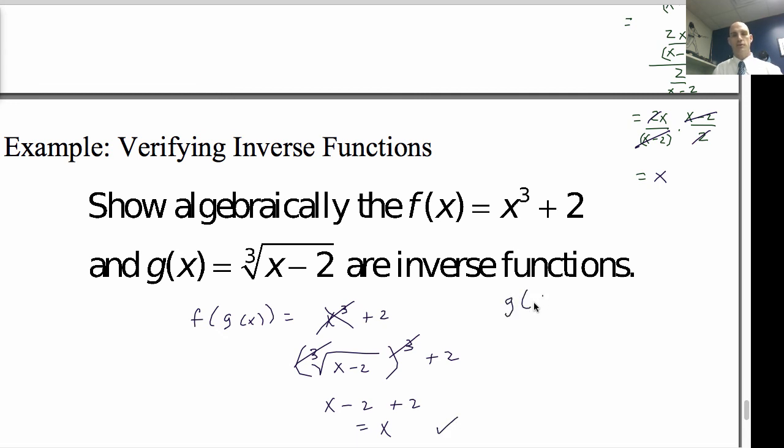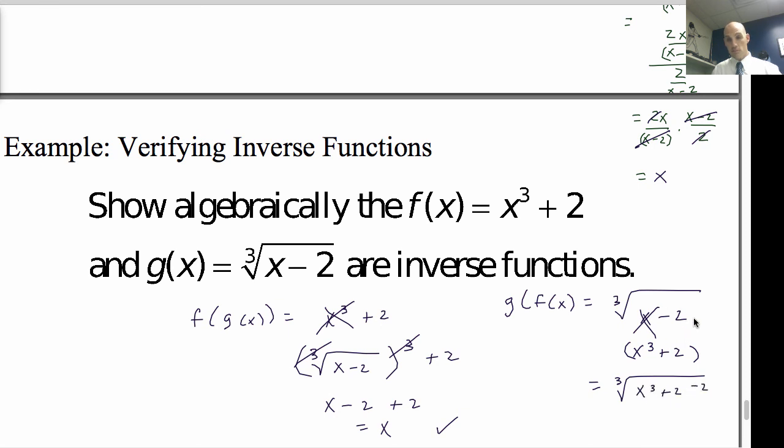You could also do g of f of x. So if I take the cube root of x minus 2, and I put in x cubed plus 2, it's going to be the cube root of x cubed plus 2 minus 2, which is equal to the cube root of x cubed, which is equal to x. So they work. f of g of x works, g of f of x works, so therefore f of x and g of x are inverse functions of one another.